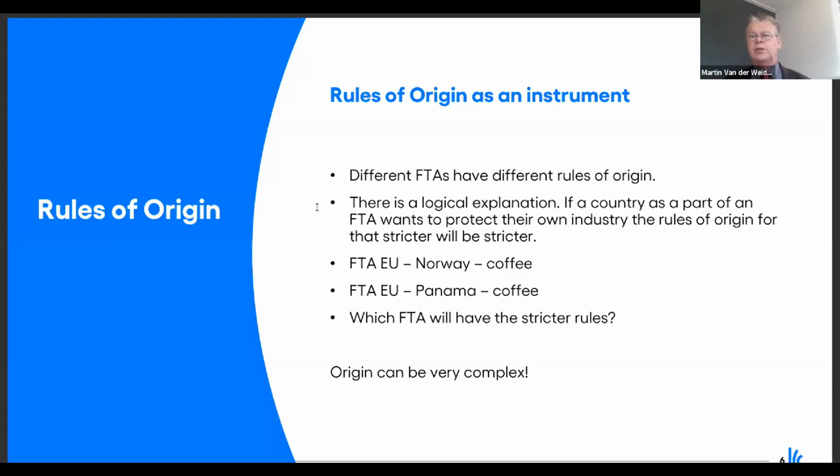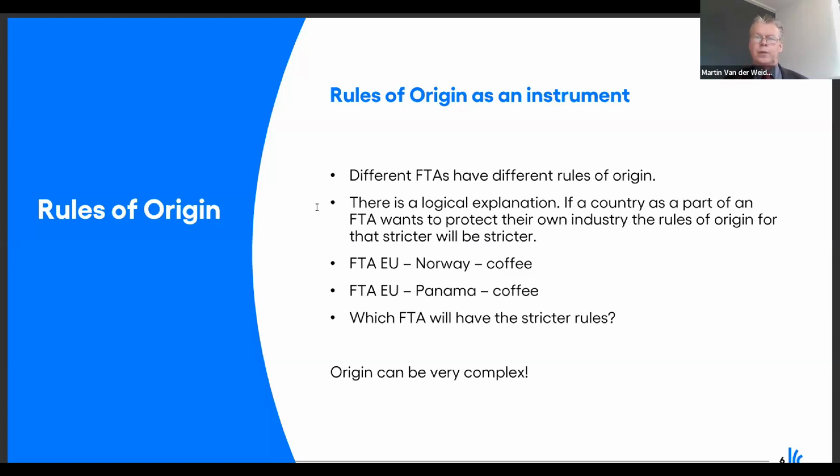Why do these rules of origin differ in the free trade agreements? Now, take an example, European Union, Norway and coffee, European Union, Panama and coffee. I don't know what you know about coffee, but it's not grown in the European Union and it's not grown in Norway. So you can imagine that the rules of origin in that free trade agreement for coffee are quite simple.